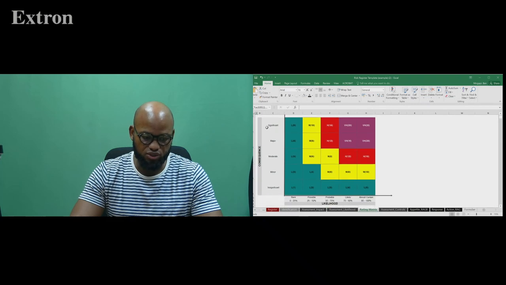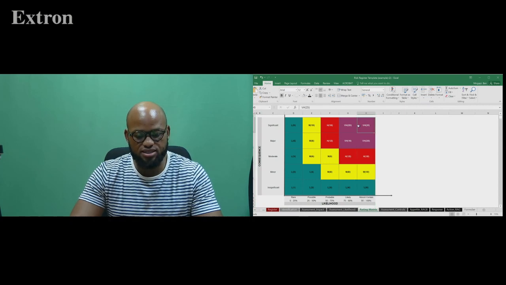Okay, so it's lying basically on that axis from an impact perspective, but we've also decided that the likelihood of this risk happening is also very, very high, almost certain. So it's basically lying in that cross section. So that's the rating for it.